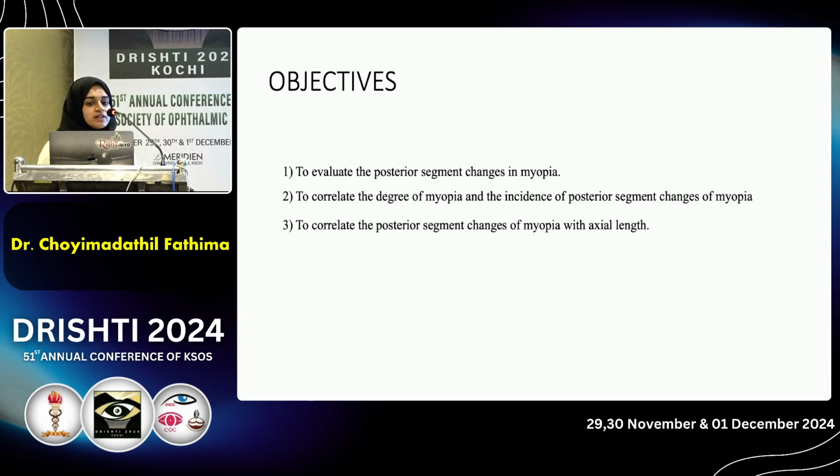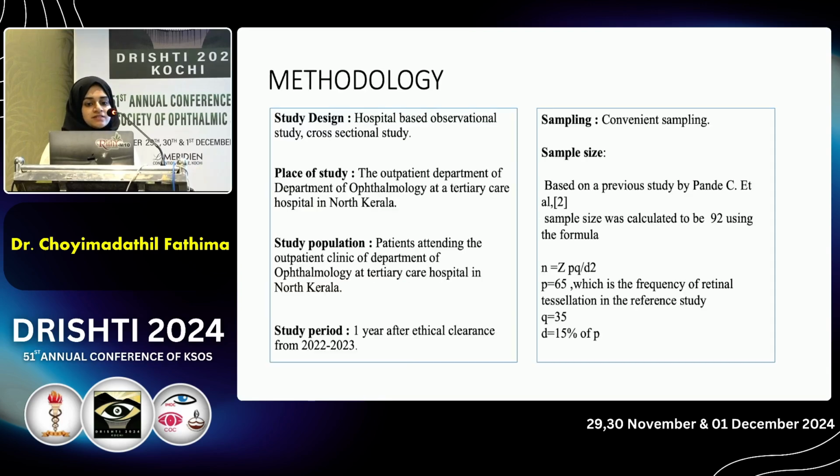Objectives of the study are to evaluate the posterior segment changes in myopia, to correlate the degree of myopia and the incidence of posterior segment changes of myopia, and to correlate the posterior segment changes of myopia with axial length. Methodology: it was a hospital-based observational cross-sectional study conducted at the outpatient department at a tertiary care center in North Kerala. Study population was patients attending the outpatient clinic of the Department of Ophthalmology for a study period of 1 year. It was convenient sampling, and the sample size was calculated to be 92.